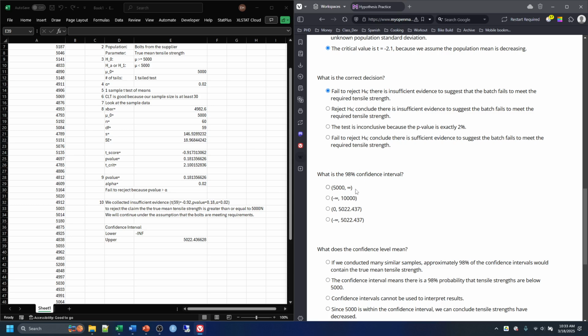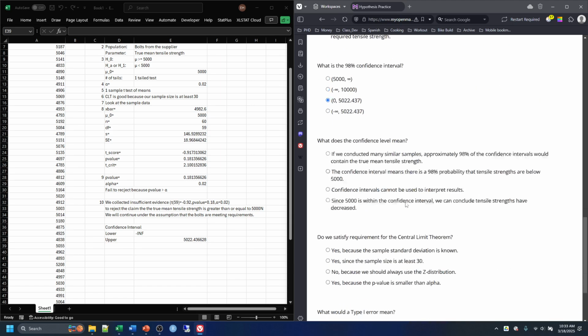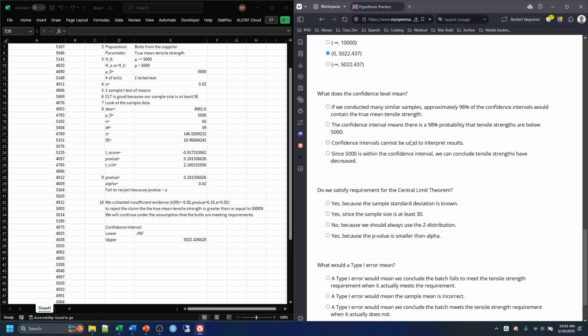All right, so then what's the 98% confidence interval? Well, we go from negative infinity to 5,022. So we're going to grab that one. What does the confidence interval mean? It means that if we were to conduct many similar samples, approximately 98% of the confidence intervals would contain the true tensile strength. So that is what the confidence level of 98% means.